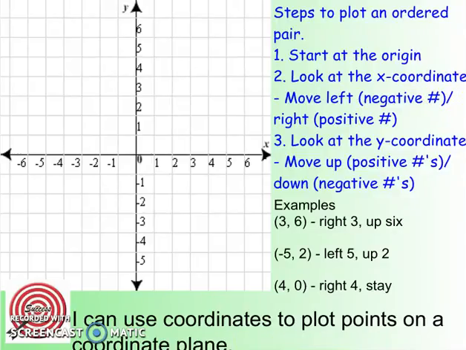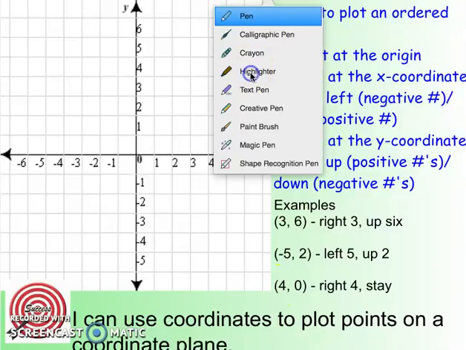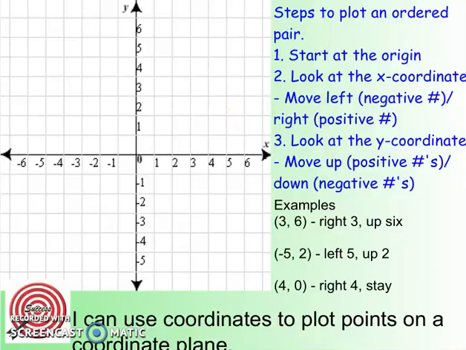And so what we're going to do is plot these 3 points: (3, 6), (-5, 2), and (4, 0). I'm going to get a highlighter so we can see it a little bit better. And we're going to start always at the origin. That's number 1. We're going to start always right here. This is our starting point. I'm not going to put a point there though, because we never put a point until the end, until we actually move right or left and then up or down.